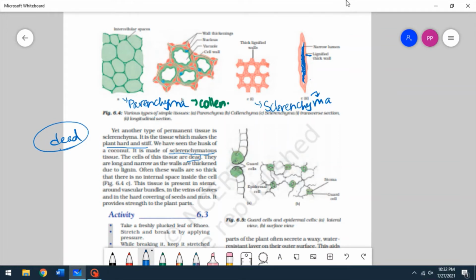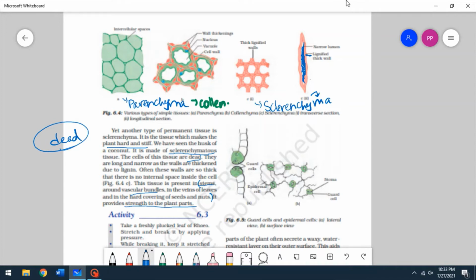Alright, so this tissue is present in stems, around vascular bundles, in the veins of leaves, and in the hard covering of seeds and nuts. It provides strength to plant parts, alright? So one way to remember all this is just to imagine common hard parts of a plant, right? The stem of a plant is hard. You can't pinch it and expect it to break. It is hard. Around the vascular bundles, the plant is hard.